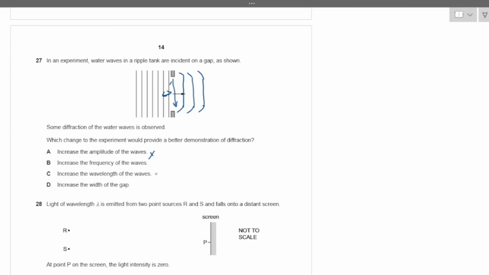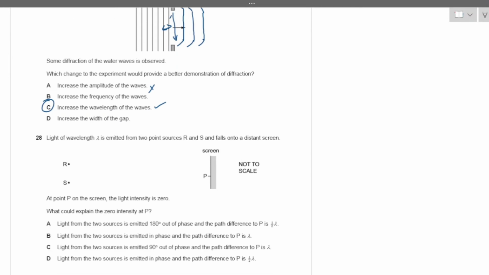Increase the wavelength of the waves, that's true, because the lesser the difference between the gap width and the wavelength, the better the diffraction. Option C is correct, because as you make the wavelength greater and greater, it would eventually be equal to the gap width. Therefore, option C is correct. Increase the width of the gap, that would just increase the further difference between the wavelength and the gap itself. That would just reduce the diffraction too. Option C is correct.